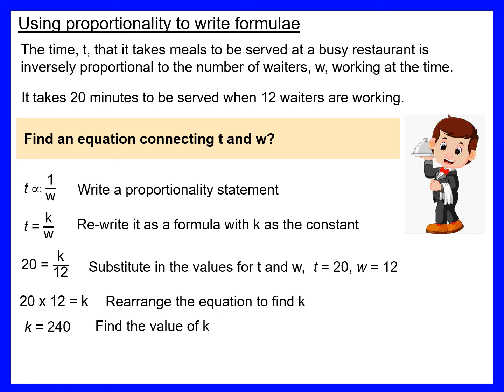Once we find the value of k, we substitute it back into our original equation. So we swap out k, and we end up with T is equal to 240 divided by W. Once we have this formula, we can use it to help us with our problem solving. Remember, these are the same steps that we used for direct proportion. The main difference is that instead of having k multiplied by a value, we've got k divided by another value.